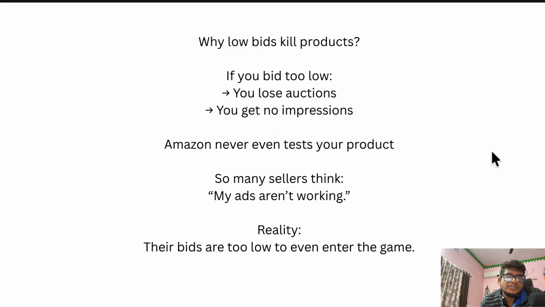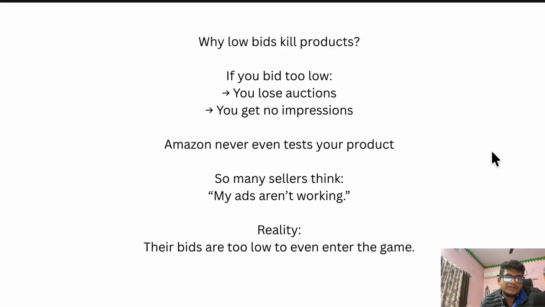But when you lower the bid, that results in losing the auctions, and you get no impressions at all. And when you get no impressions, you get no clicks and no orders. So Amazon never even tests your product. If you are on the 5th page, who will be able to see your product? Who will be able to click your products? That's impossible. So always bid higher initially.